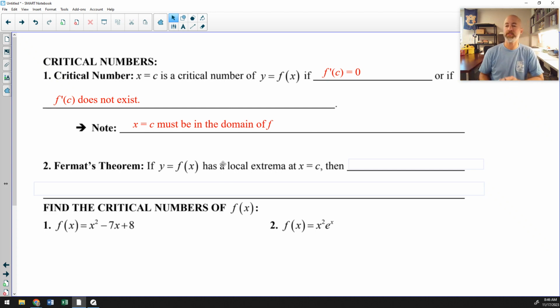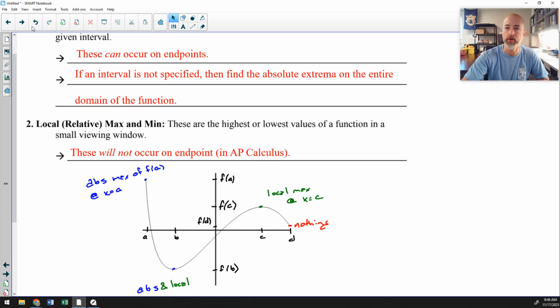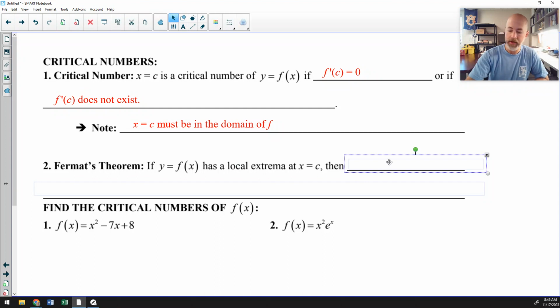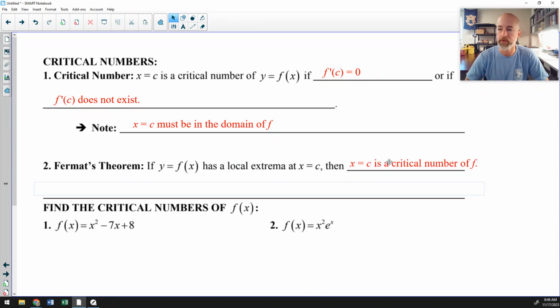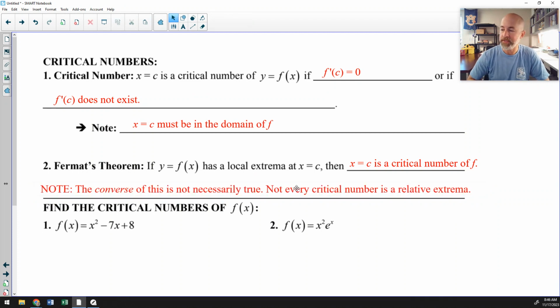And then there's this little factoid down here: if a function has a local extrema, so that is a small max or min in a small viewing window, at any coordinate, then that x coordinate will be a critical number. So all relative extrema do occur at critical numbers. Keep in mind that the converse of that statement is not necessarily true. If x equals c is a critical number, it may not be a max or a min. It is possible to have critical numbers that are not local extrema. So do not assume every critical number is a local max or a local min. However, every local max or min will be a critical number.